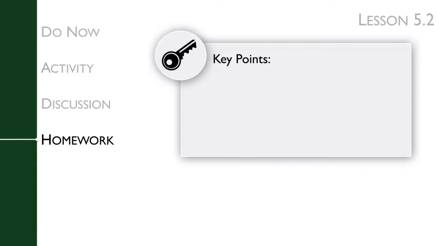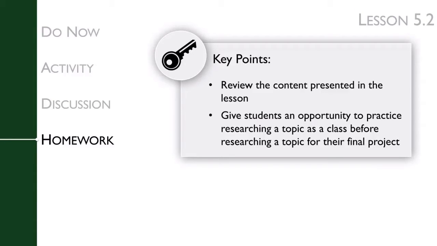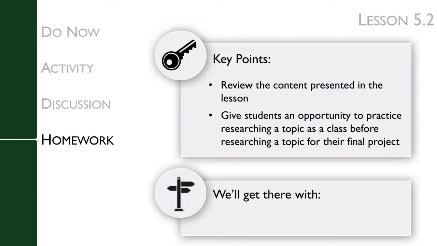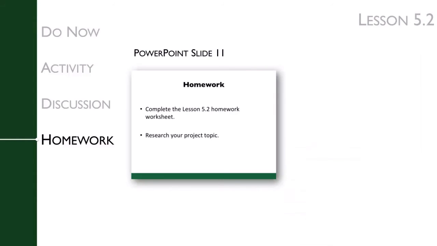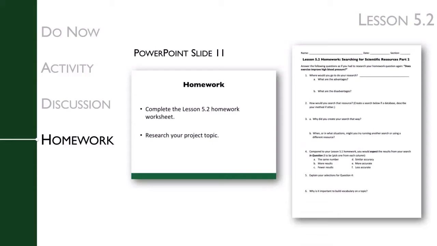The key points of this lesson's homework are to review the content presented in the lesson and to give students an opportunity to practice researching a topic as a class before researching a topic on their own for their final project. We'll get there by having students use a worksheet to discuss how they would answer the question, does exercise improve high blood pressure? Students will use the worksheet as a guide to think about how they would go about answering the research question. The goal here is not to have students answer the question, but to have them outline how they would go about answering the question. This should help them clear their thoughts when they begin researching for the final project.